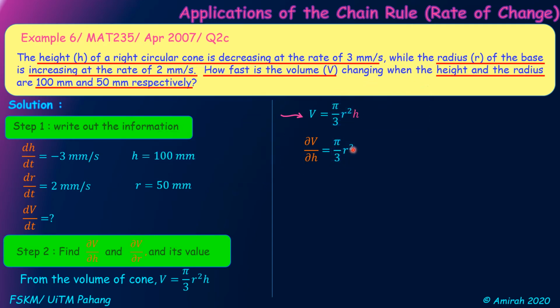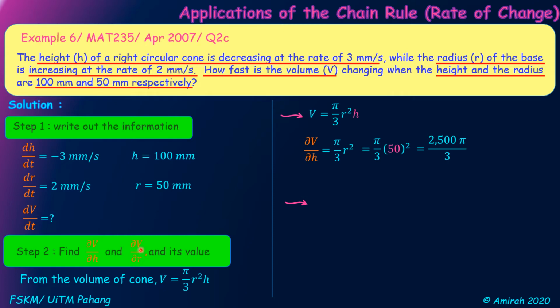Alright. And after that, we can substitute the value of R. Okay, R equals to 50 mm. So we replace here. Then we simplify, so we get 2500 pi over 3. This is the value of del V over del H. Okay, when H equals to 100 mm and R equals to 50 mm.